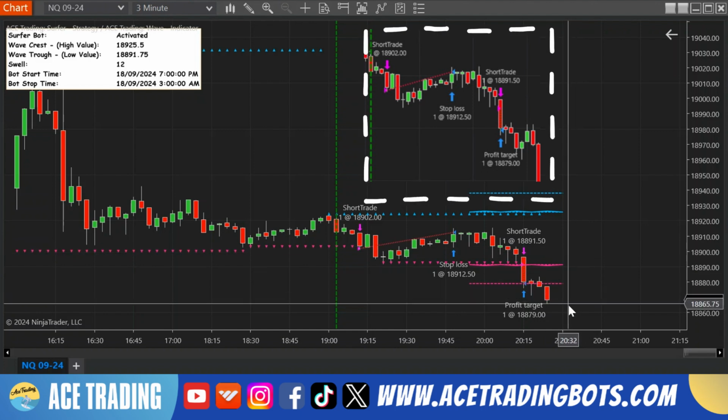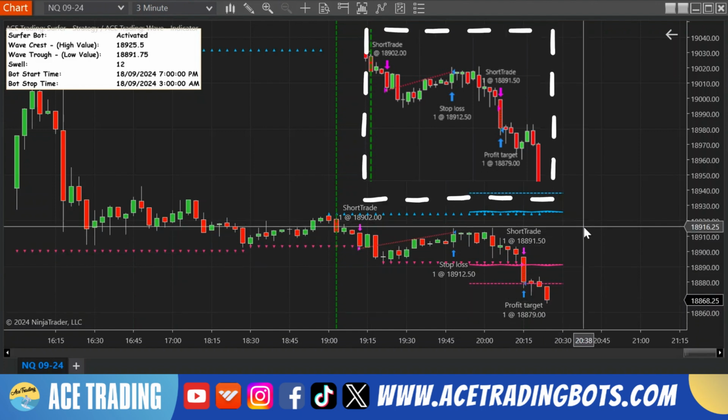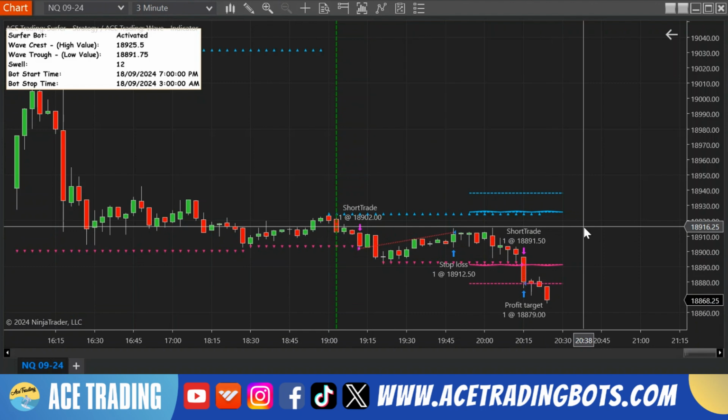18,891.5, and then we have the 18,879. So we have the exact same trade. So I want to make sure that I go back and do my due diligence, and check to see if my playback is the same as my strategy analyzer. And then I want to load it onto a sim account, forward test it, see if I need any more tweaks, and then run it on a real account.